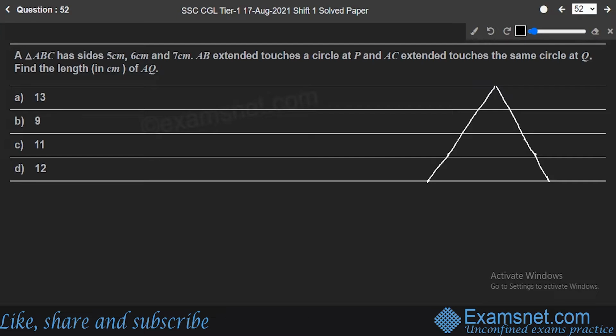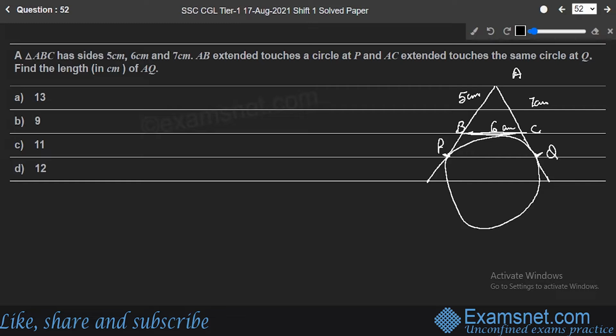Let's make a circle. This is the circle. It's touching the circle at 2 points. This is point P and this is point Q. This is A, this is C, this is B, this is triangle ABC. And you are given that AB is 5 centimeter, BC is 6 centimeters, and this one is 7 centimeters.